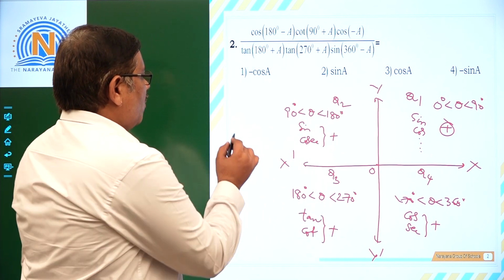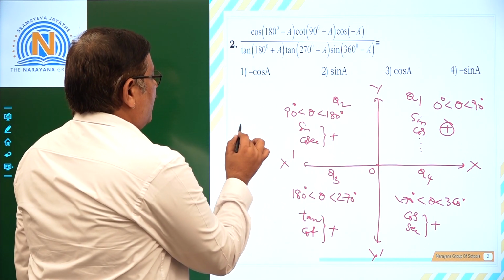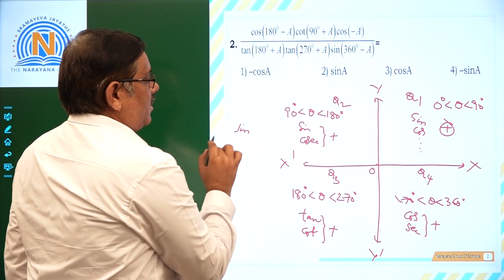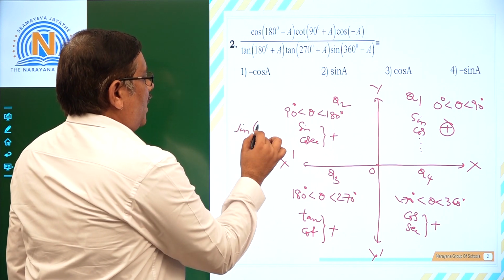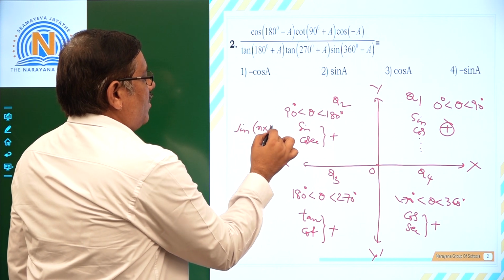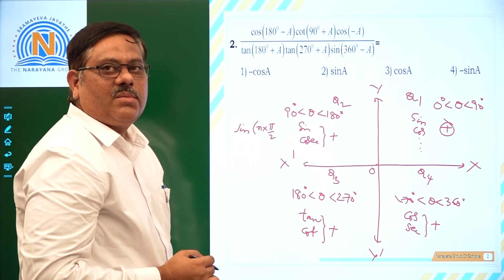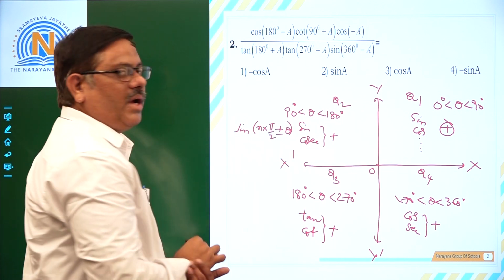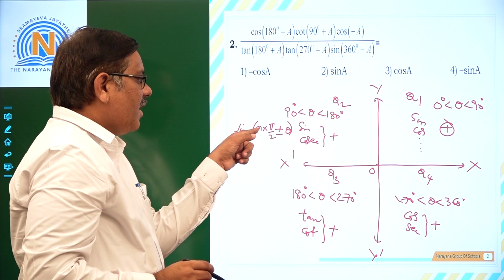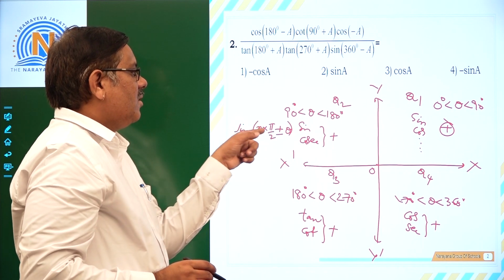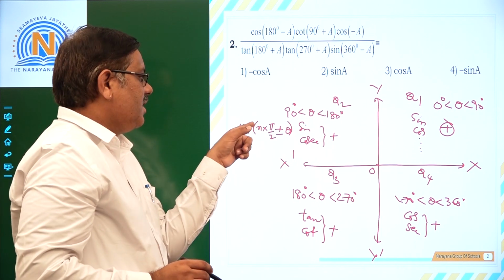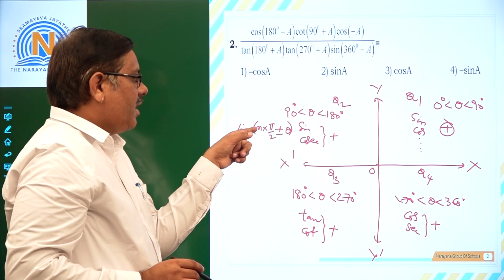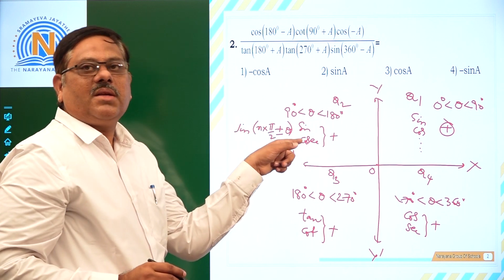So for that, what you have to write is, if you have something like sine of n times pi by 2 plus or minus theta. Here if n is even, it becomes a multiple of pi plus or minus theta. If n is odd, it becomes a multiple of pi by 2 plus or minus theta.